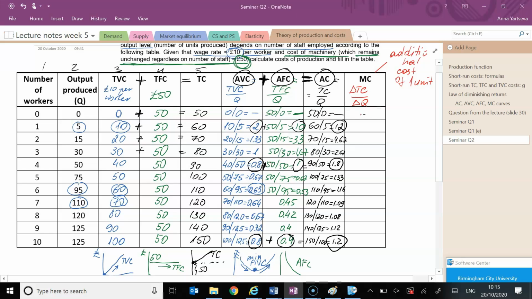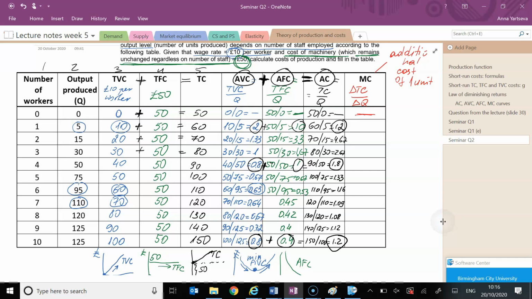We cannot calculate it here for the very first value because we need to divide by change in quantity, and quantity didn't change yet. We haven't even started production. We simply don't have data for change in quantity. So we'll start from the second point.